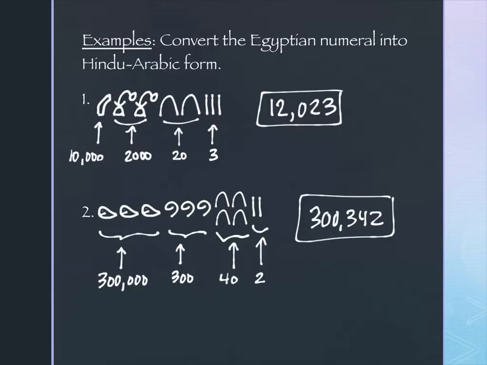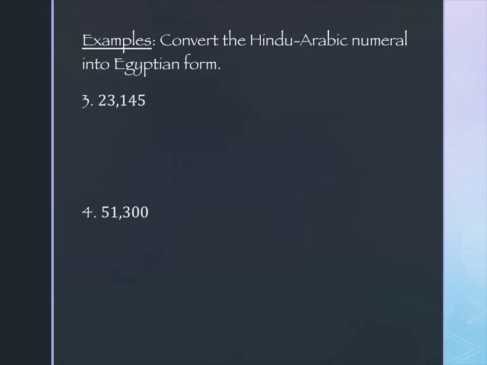Okay, so we're going to convert the other direction now. We're going to start with a number in our system, and we're going to draw the symbols that correspond to it in their system. We're going to start with the number 23,145. So the 2 is in the 10,000s place. The 10,000 is represented by what symbol? The pointing finger. So the 2 says that I need 2 pointing fingers. So I'm going to draw 2 pointing fingers.